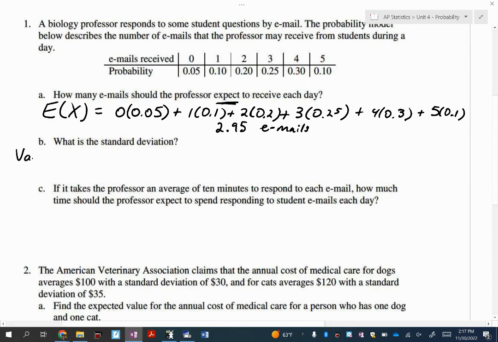So I'm going to find the variance first, which, if you forgot from before Thanksgiving, is the number of emails, so 0, minus your expected value. We square that difference, right? Remember, that's nothing new there. But the new part is multiply it by that corresponding probability. All right, do that for all of them, and we'll find the sum.